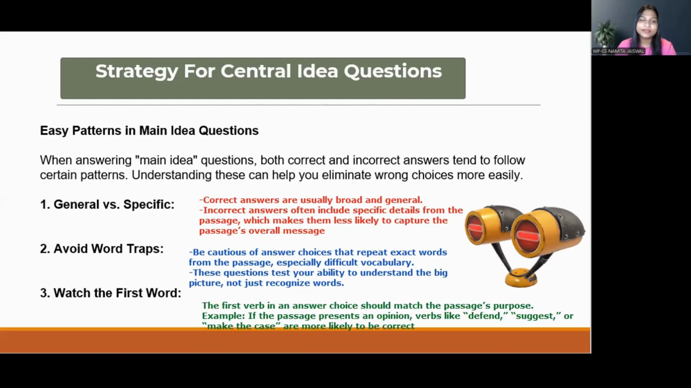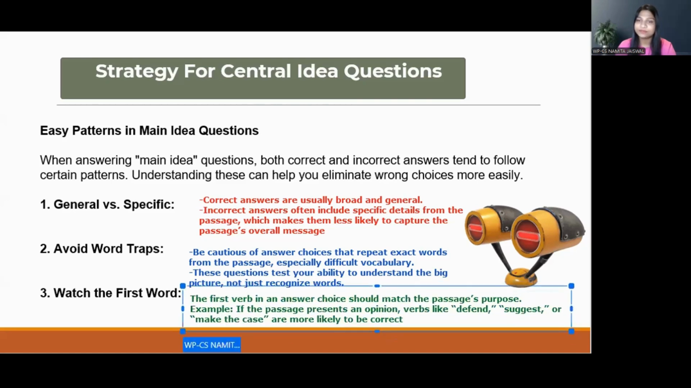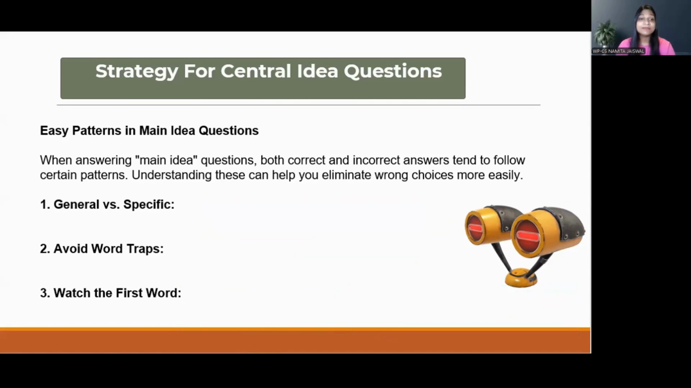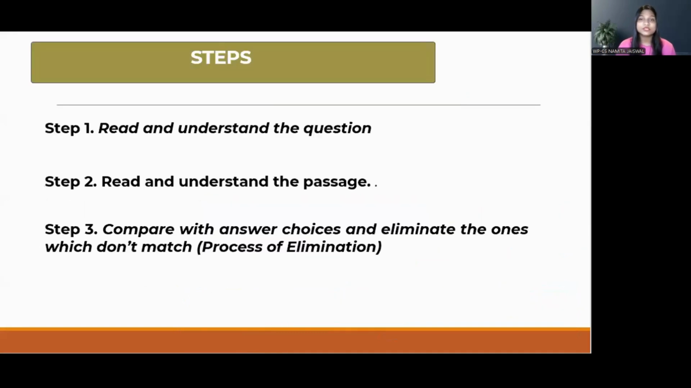These are the pointers which I have mentioned here, so you can take notes. Now, moving ahead, what are the steps you need to follow while answering these questions? That is also very important. Step number one, read and understand the question. You have to identify the type of the question. What kind of question is that? When you're giving a specialized exam, they will not inform you that this is a type of question. You have to understand by reading the instruction and the question. You have to compare the answer choices to understand what is the requirement of the question.